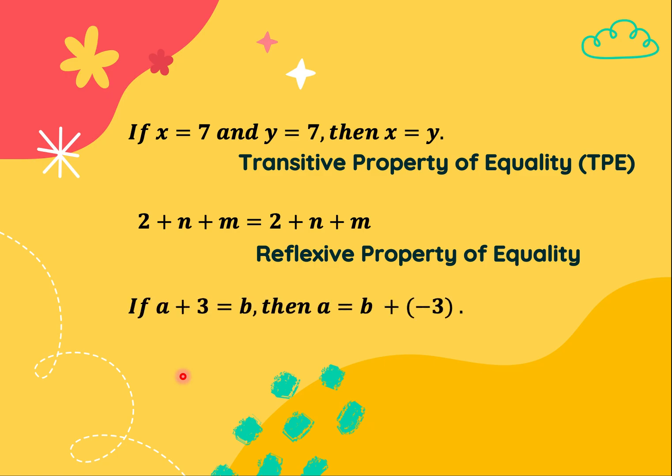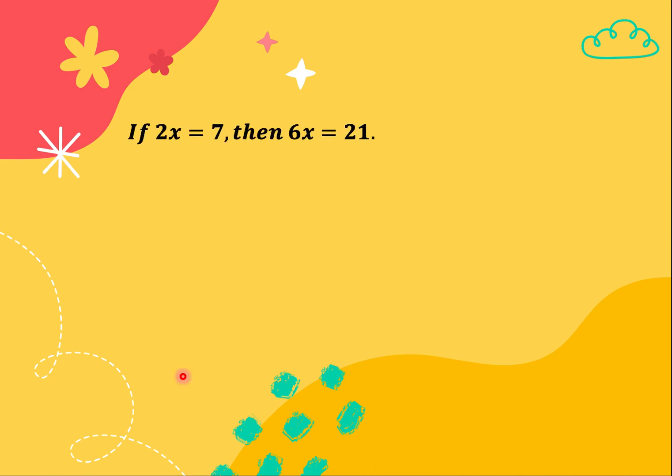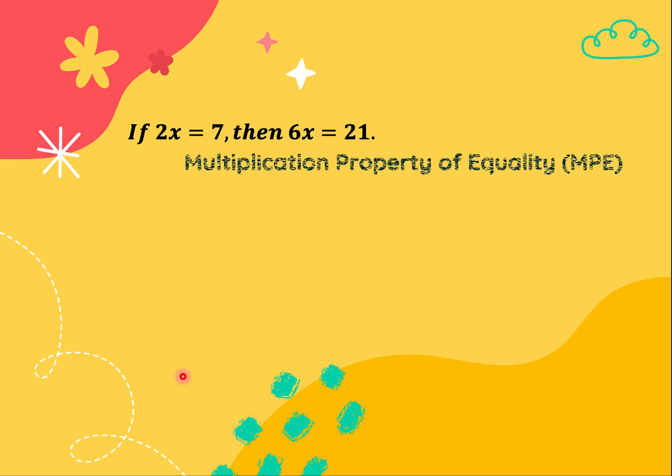The next one, if a plus 3 is equal to b, then a equals b plus negative 3. As you can see here, we add negative 3 on both sides of the equation. So therefore, the property that we use here is addition property of equality. Next one, if 2x is equal to 7, then 6x is equal to 21. Here, we multiply both sides of the equation by 3. So the property that we use is multiplication property of equality.